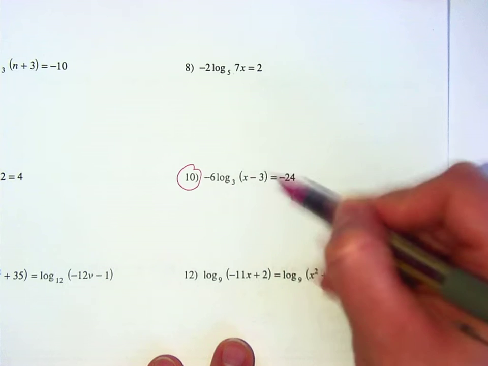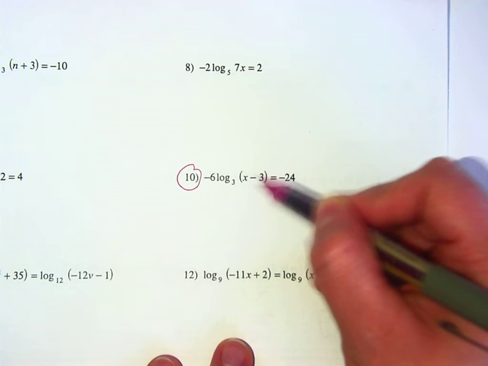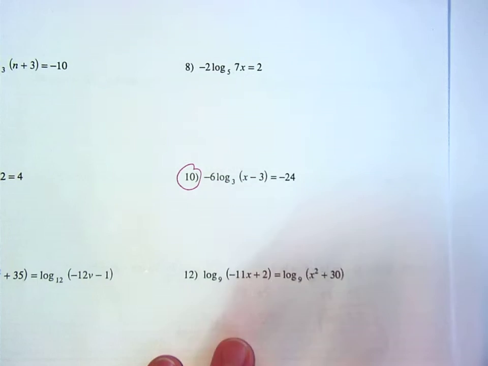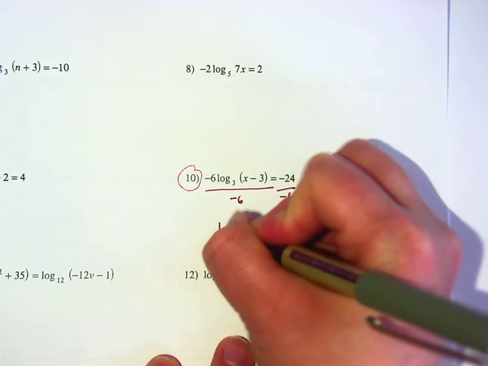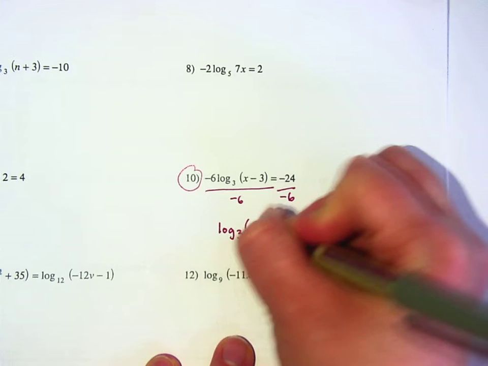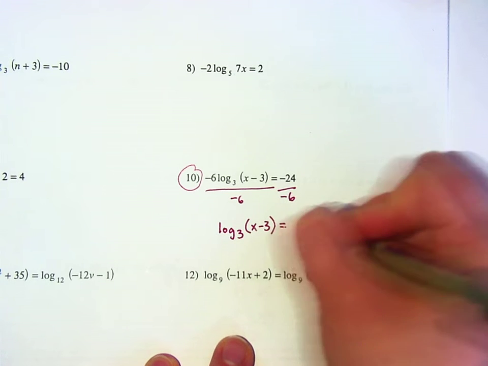All like a package deal right now. It's negative 6 times log base 3 of this. 3 divided by -6. Okay, let's get that negative 6 out of there first. Now we've got log base 3 of x minus 3 equals, what, 4?